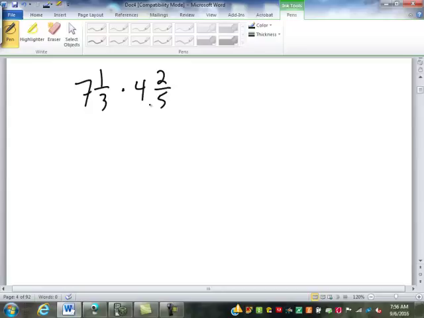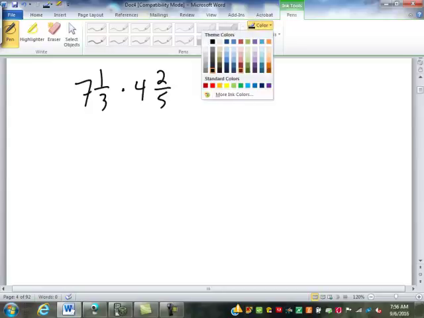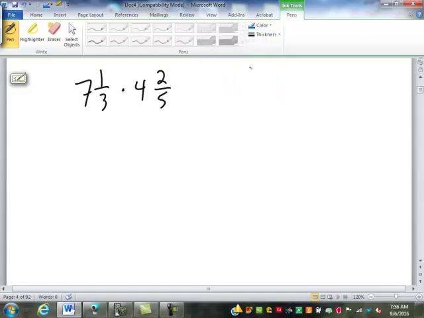Seven and 1/3 times 4 2/5. Multiplying mixed numbers is actually an extremely difficult process. In fact, I would be willing to bet if you went over here to the university and found 10 math majors and asked them how to multiply mixed numbers, I would bet none of them could do it correctly. So how do we do it? Well, we're going to cheat, and we're going to convert them into improper fractions.